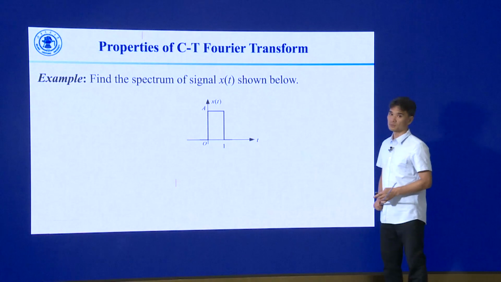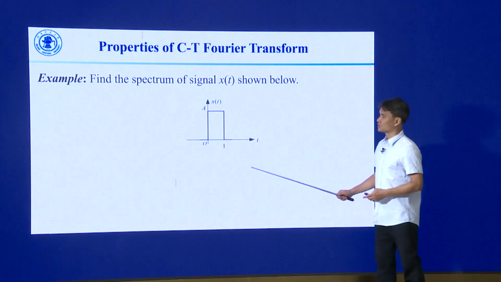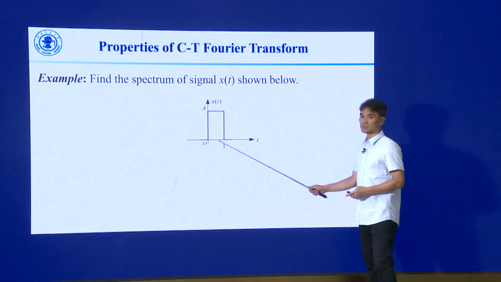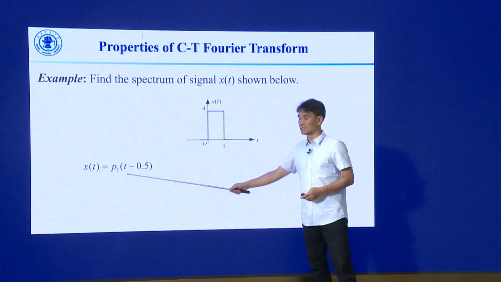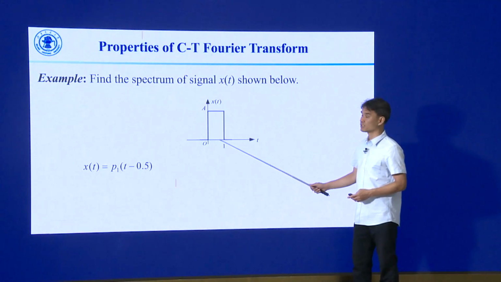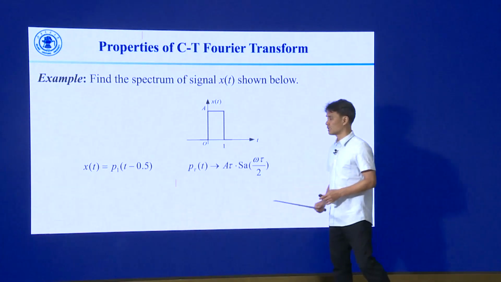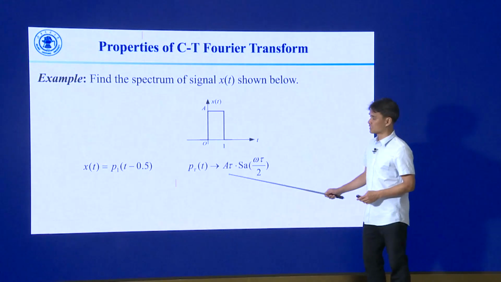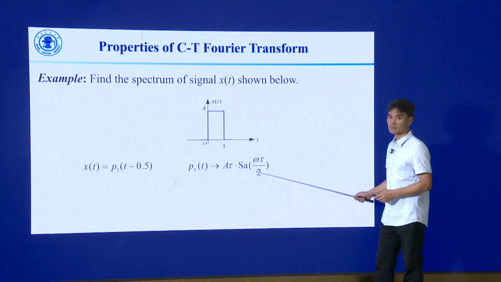Here is one example how we can make use of it to make our calculation easier. So we're asking you to calculate the spectrum of this rectangle signal. Since we know that this signal actually is a shifted version of the standardized or symmetric rectangle signal, it is actually a time shift. And we know for the standardized rectangle signal, the spectrum is a sampling function like that.